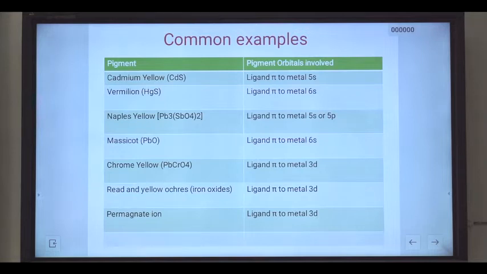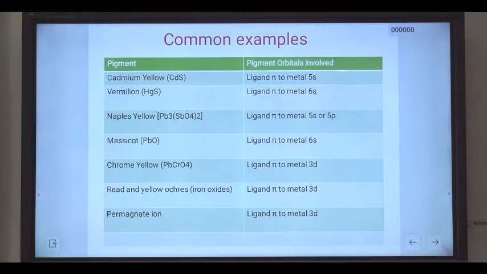Chrome yellow, that is lead chromate, PbCrO4, ligand pi to metal 3d orbital. Red and yellow ochres, which are generally known as iron oxides. Here the transition occurs from ligand pi to metal 3d orbital. And permanganate ion, KMnO4 or MnO4 negative, here also ligand pi to metal 3d orbital. So the main thing we have to emphasize is that ligand pi is involved during the LMCT transitions, that is ligand to metal.